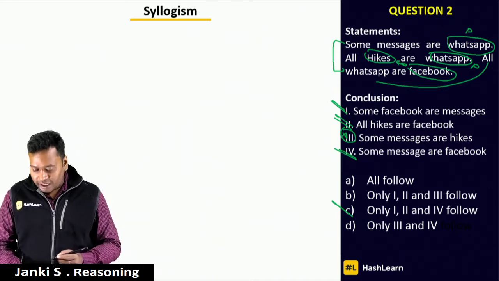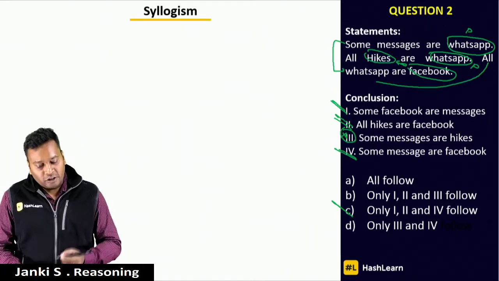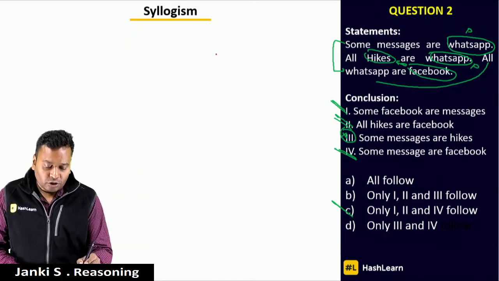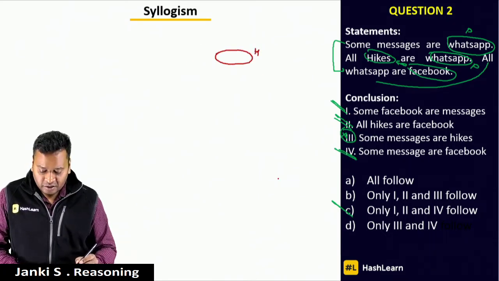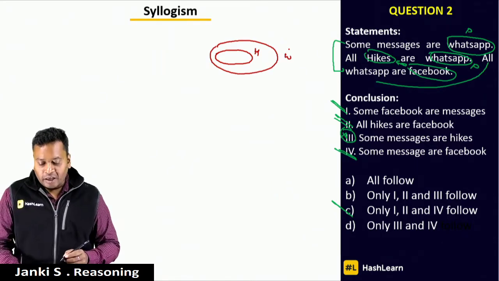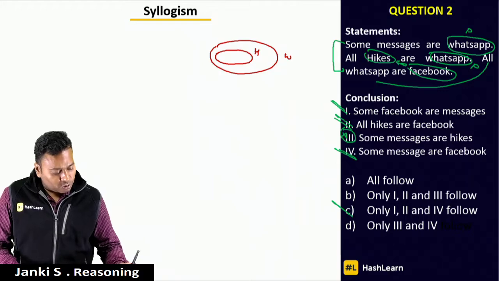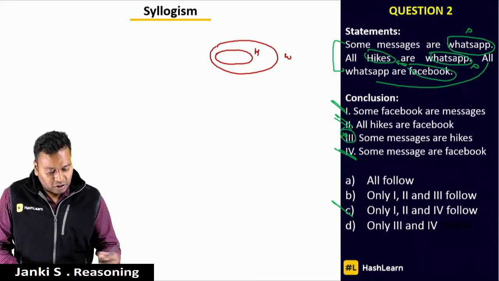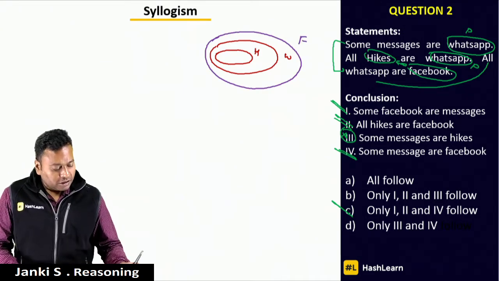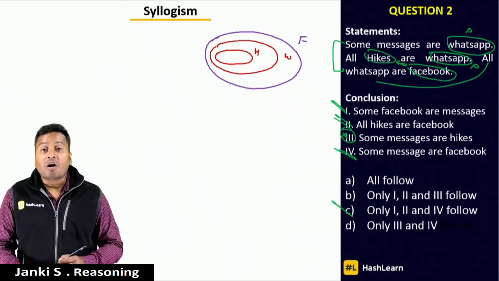But let's draw the diagram. So I'll go for the all formats first. So all hikes, right? So all hikes are WhatsApp, right? So I'll draw WhatsApp here and all WhatsApp are Facebook. So I'll use different color to work on. I'll work on this color now. All WhatsApp are nothing but Facebook, right? And I'll use another color to highlight something else, right? So now next is nothing but all is over.